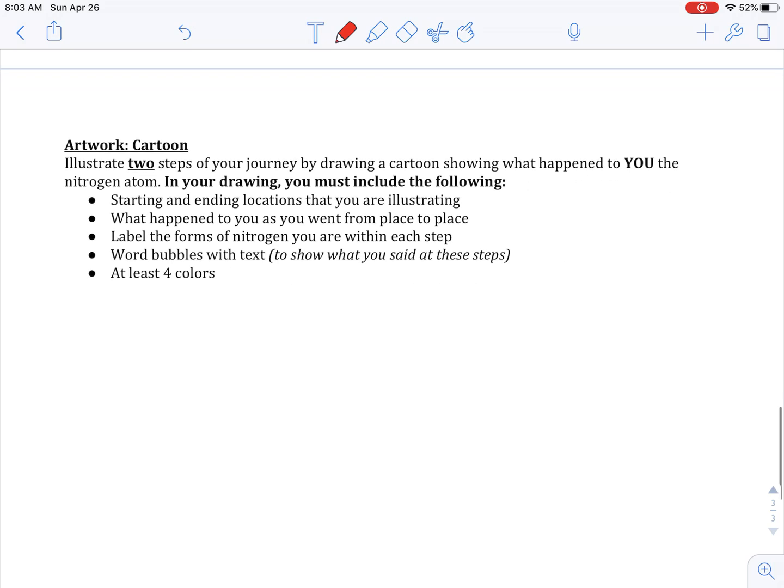Next up, you also need to draw a cartoon. What you need to do is draw 2 steps from your journey. And these 2 steps cannot be from the first 4 steps. You've already covered those. Pick some new ones. That's why you did 8 of them.